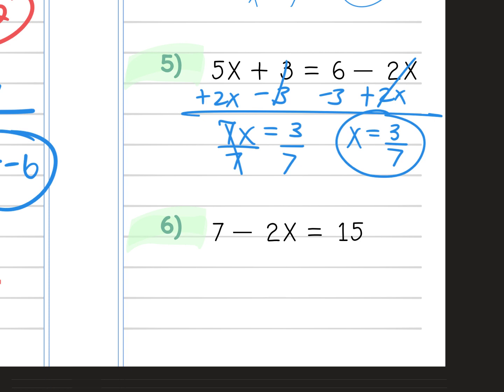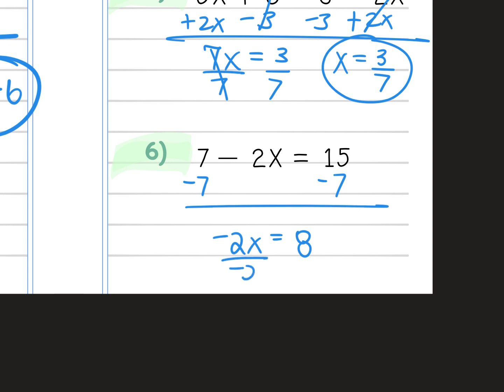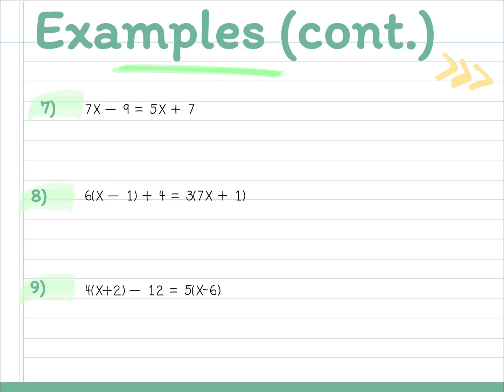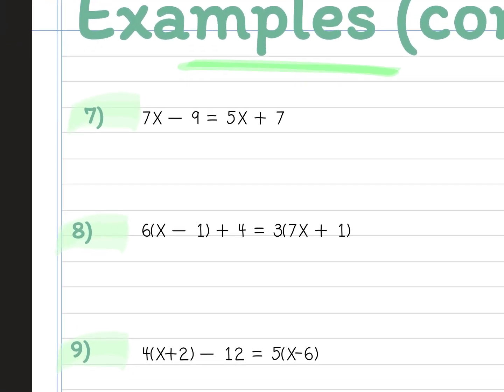All right, number 6. How do I isolate my x? Subtract 7. Perfect. So I have negative 2x equals 8. Divide both sides by a negative 2. And x equals negative 4. Perfect. Is it really that big of a deal, guys, if you forget a negative sign? Yeah, super big. We have to be diligent. We have to pay attention.